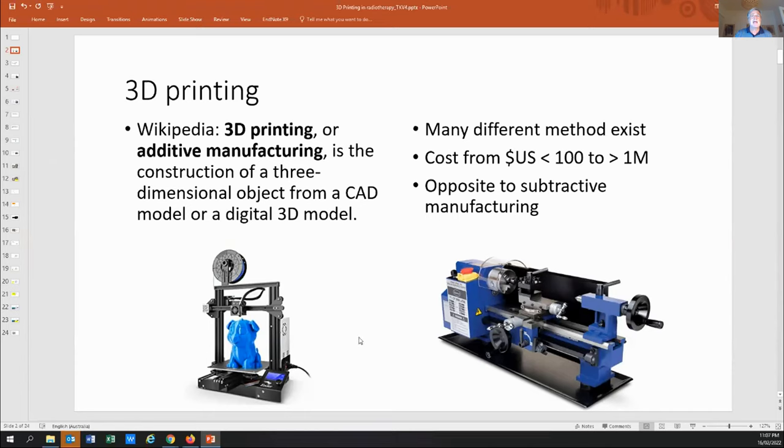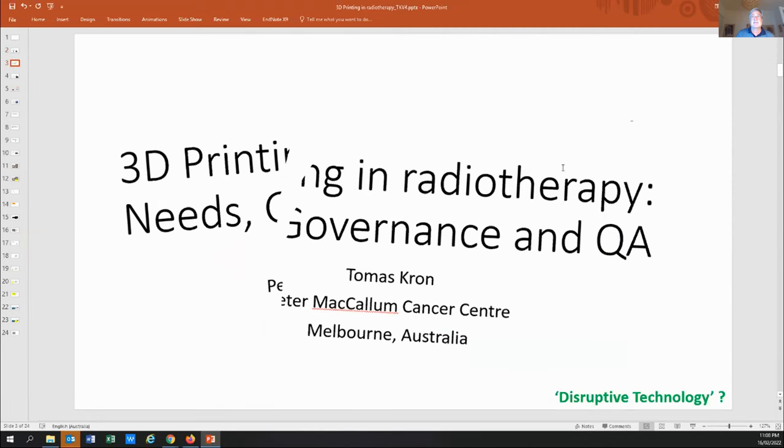And it basically works by building something from scratch, one layer typically at a time. It's quite different to what we are used to, the subtractive manufacturing, where we take a big slab of something and then take off bits and pieces to reveal the final shape. 3D printing is, however, not one thing. It is really a large variety of different techniques which can be used to build three-dimensional structures. That also comes with a vast range of different costs. And Rance will talk a bit more about many of these things.